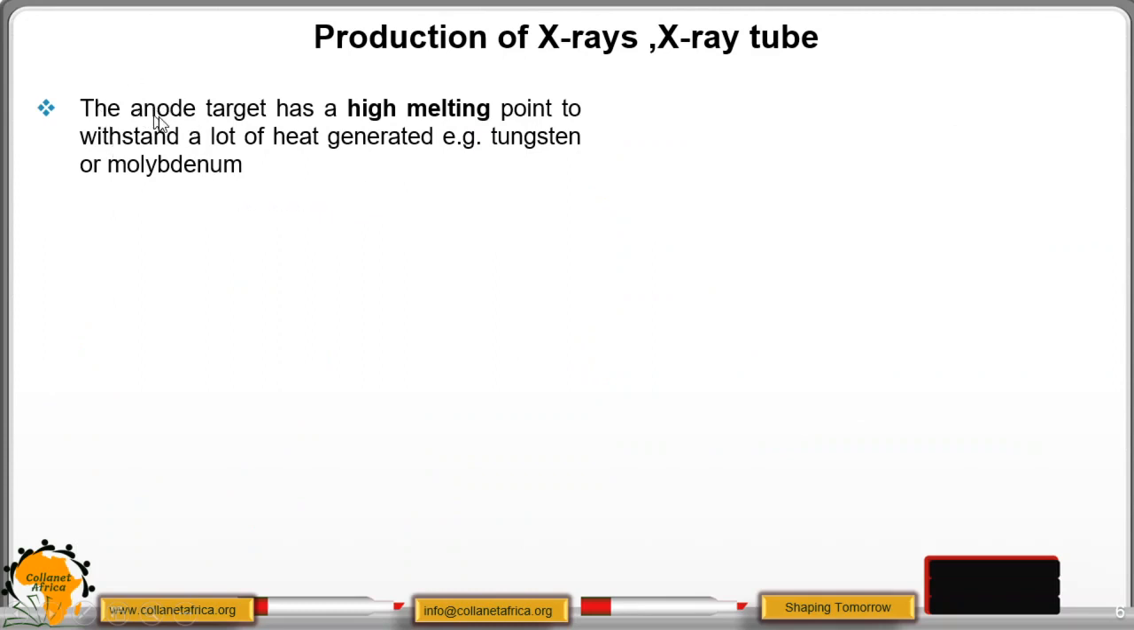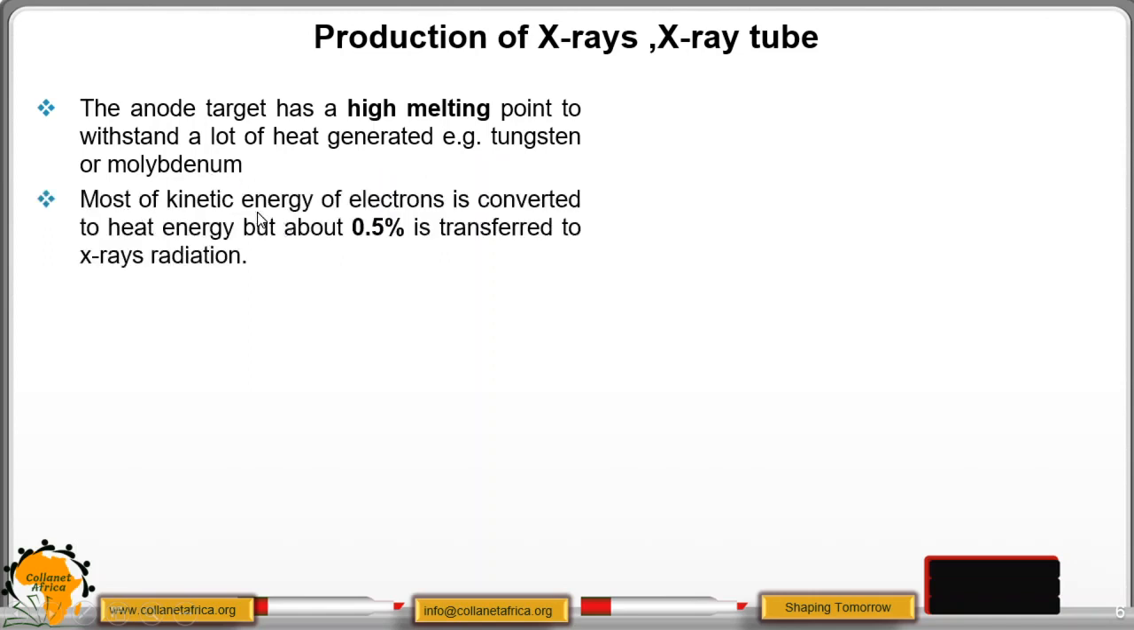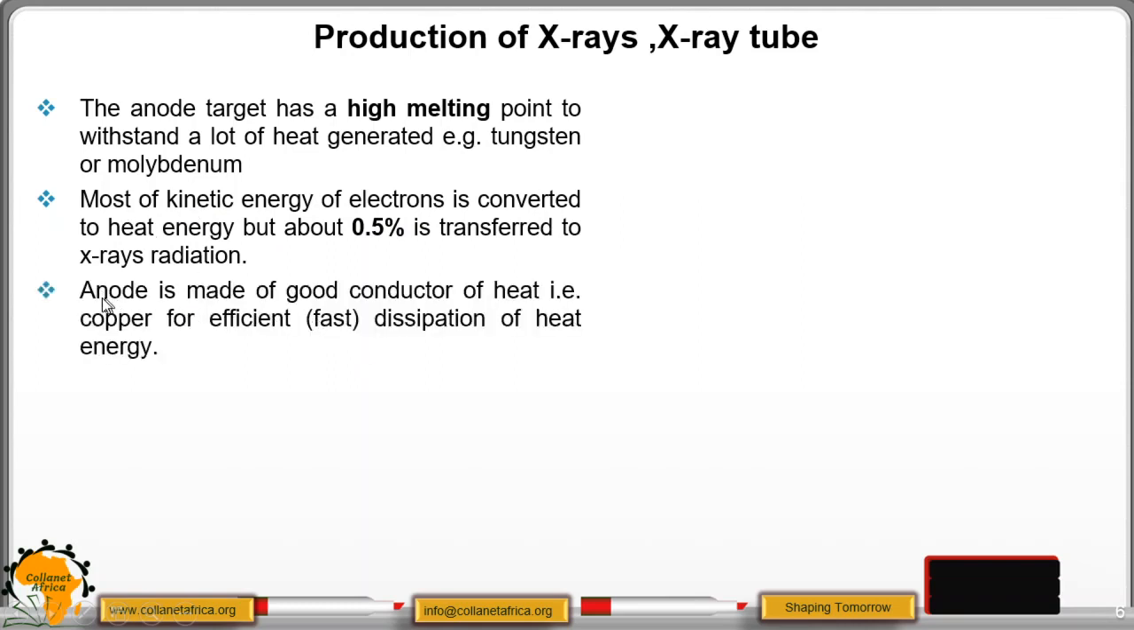So this anode gets heated, so it has to be cooled. But before we start cooling, it has to be made of a material of high melting point. And the material that we use is tungsten or molybdenum. Now, most of the kinetic energy of the electron is converted to heat energy, but only about 0.5% is transferred to X-ray radiation. So you can see that about 99.5% is converted to heat energy. Therefore, it is important to know that the anode has to be cooled.